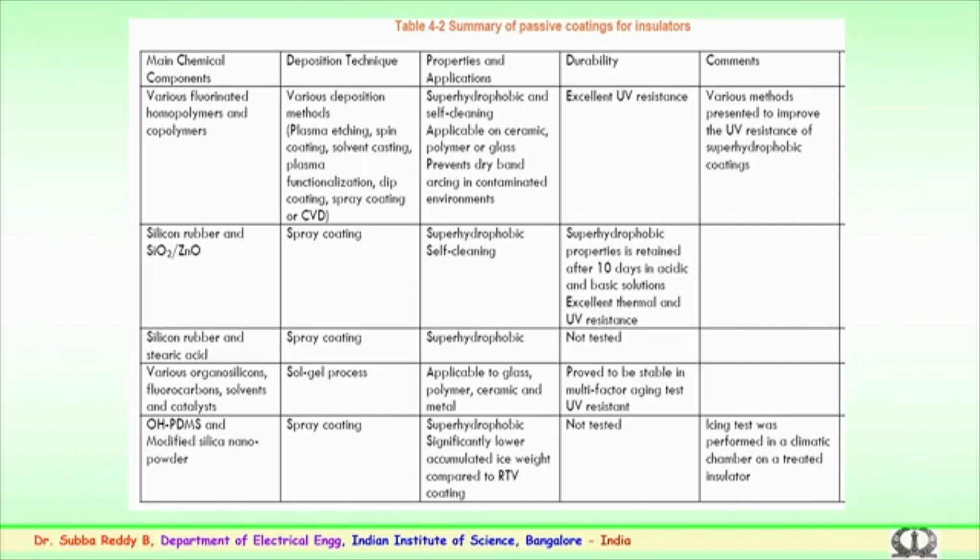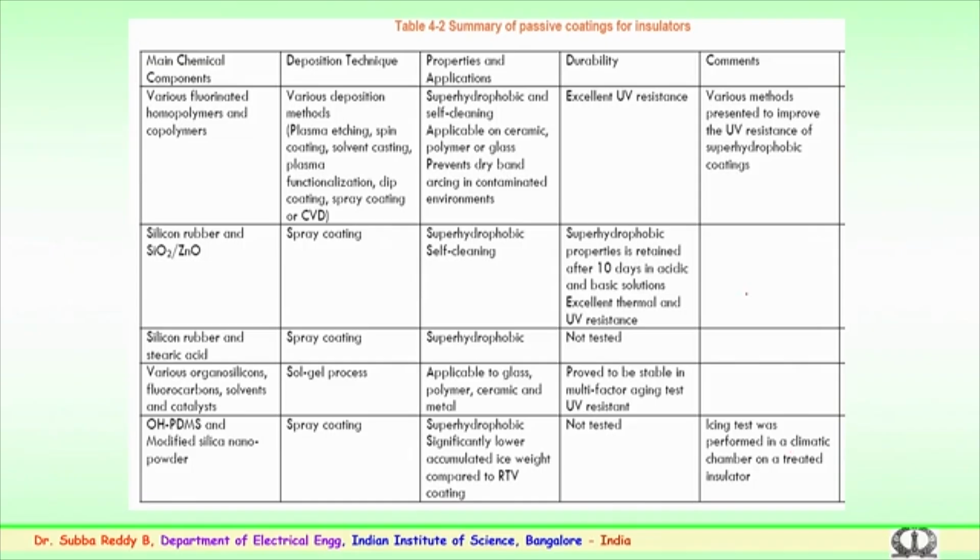Again OH, PDMS and modified silica powder, that is a nano powder, is also being used, with spray coating being employed as the method. Here superhydrophobic properties are noticed, and significantly lower accumulation of ice weight compared to the RTV coatings. So this method also has not been tested, it is being tried out. An icing test was performed in a climatic chamber on a treated insulator.